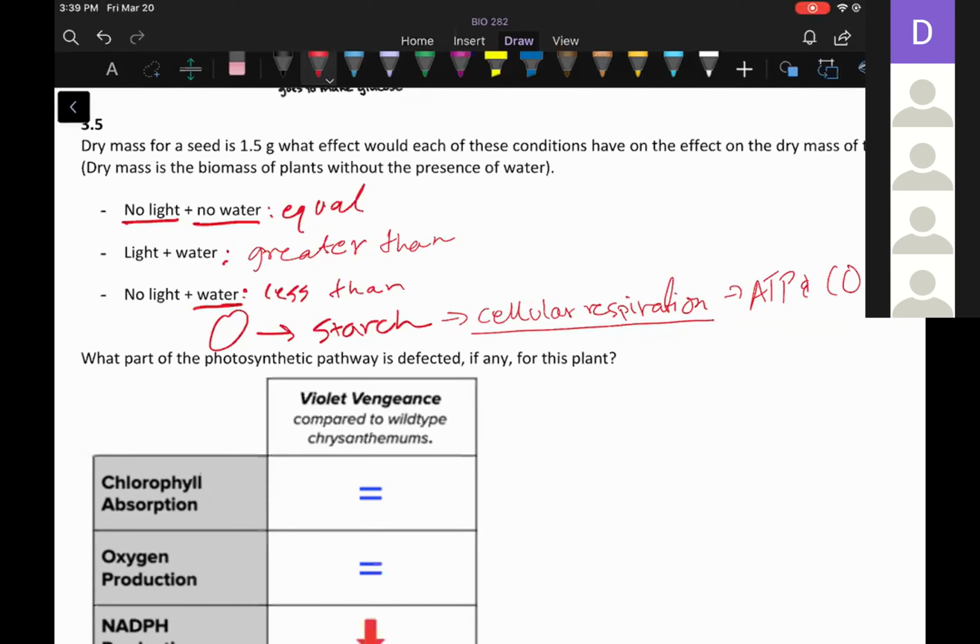Okay, all right, thank you. Yeah. So since we're doing cellular respiration with water, it's going to be losing all that dry mass from starch. We don't have that mass anymore, and we're going to use it to make energy for the plant. Ultimately, when you dry the plants and the water evaporates, the mass is going to be less than that of a seed. Okay.